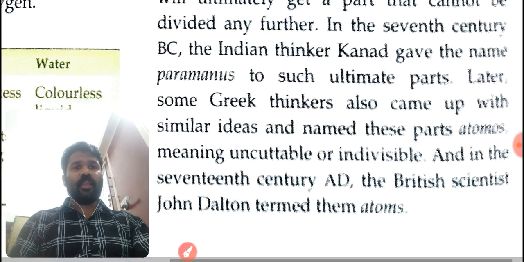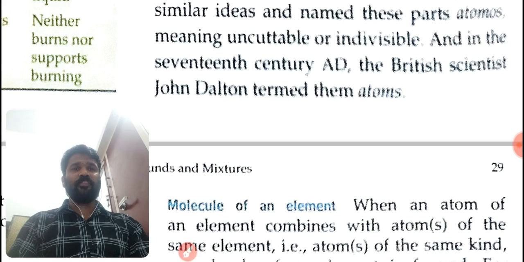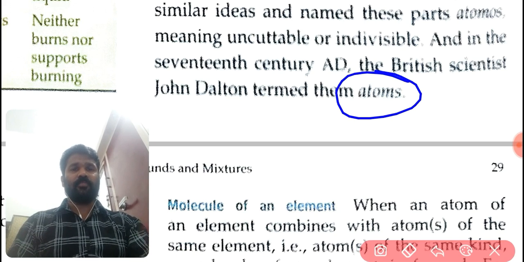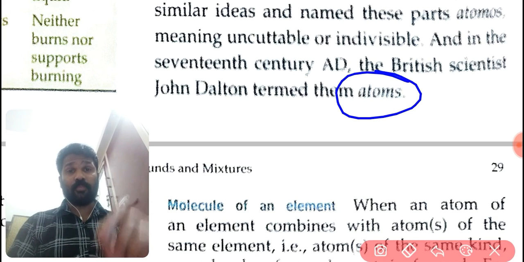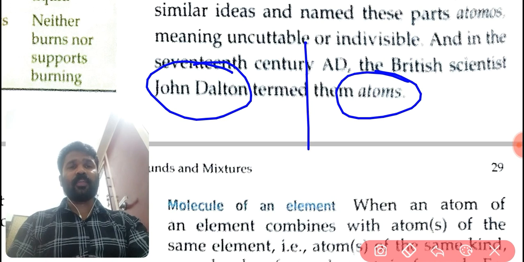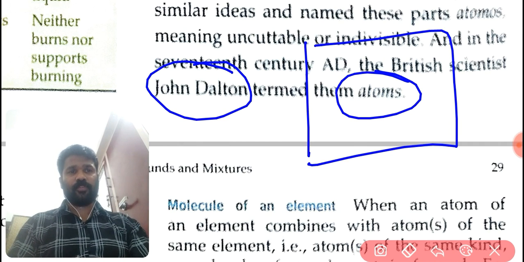And in the 17th century AD, the British scientist John Dalton termed them atoms. Kanad gave the name Paramanu, later Greek philosophers gave the name atomos, and finally John Dalton termed the smallest particle as atoms.